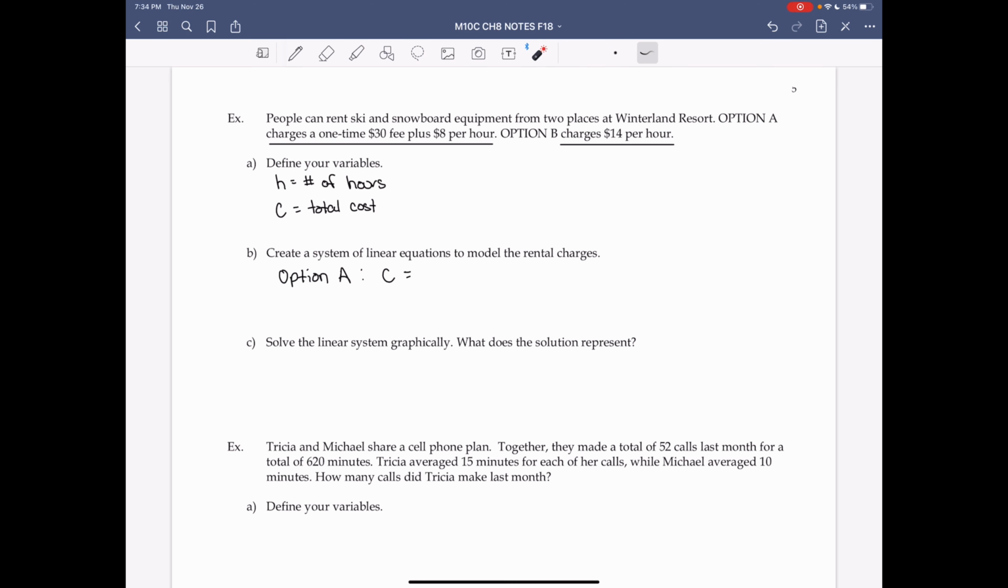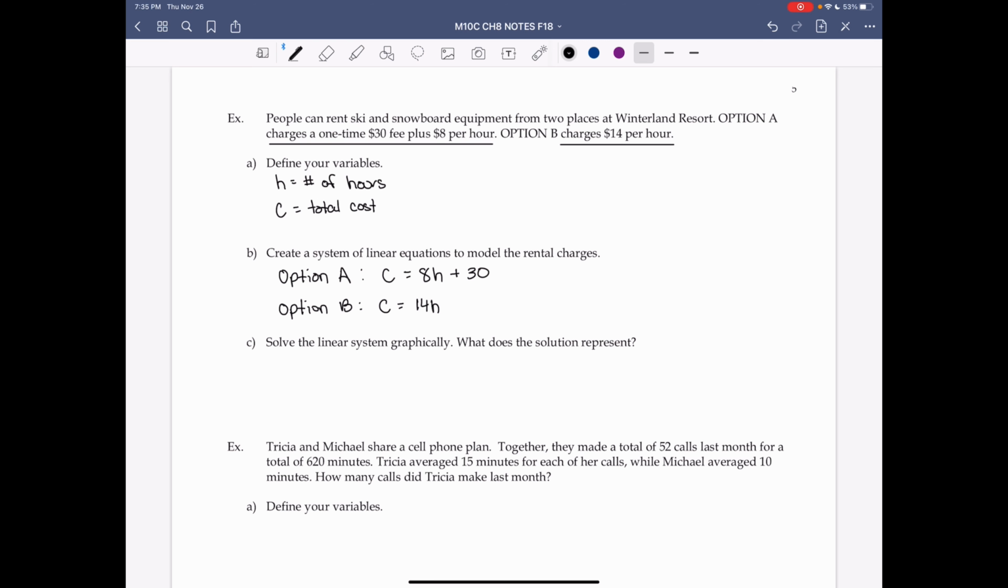One-time fee we should remember from chapter 6-7. If we have an initial fee, that's our y-intercept. And then $8 per hour, that's our slope. So we get 8 times the number of hours plus 30. Equation for option B. Option B charges $14 per hour. There's no initial cost, just $14 per hour. So C equals 14 times H.